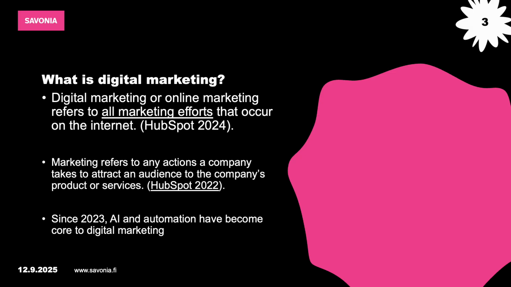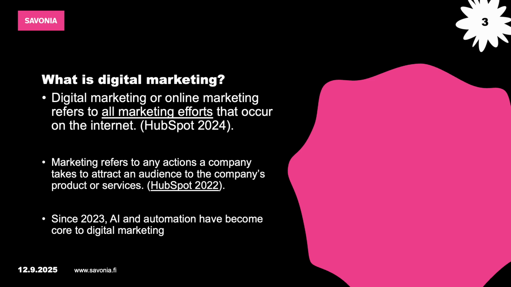So what is digital marketing? And actually, if you look for this definition online, you will find different definitions. I will use the one from HubSpot given in 2024 that says that digital marketing refers to all marketing efforts that occur on the internet. In other words, what this is saying is that digital marketing involves all marketing activities that companies make in the digital space.